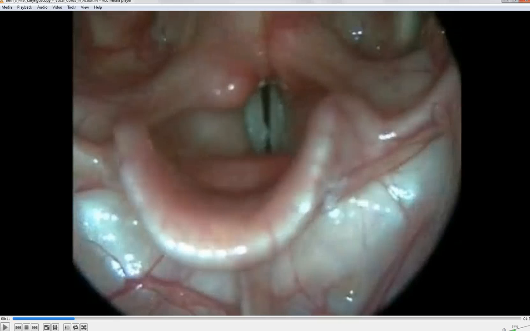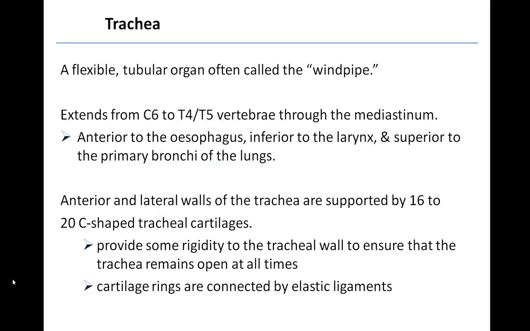So as the air passes through the glottis, it will vibrate these true vocal cords, producing sound. Inferior to the larynx we have the trachea, commonly referred to as the windpipe. It's a flexible tubular structure extending from cervical vertebra number 6 to the thoracic vertebra, around about the border between thoracic vertebra number 4 and 5, going through the mediastinum of the thoracic cavity.